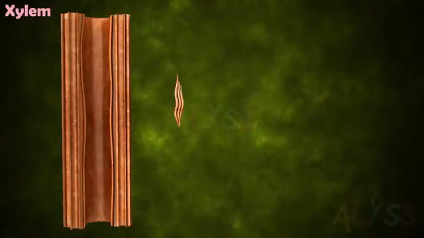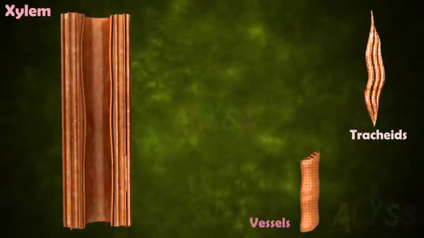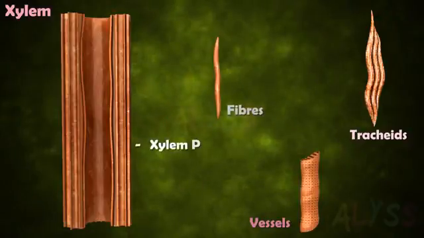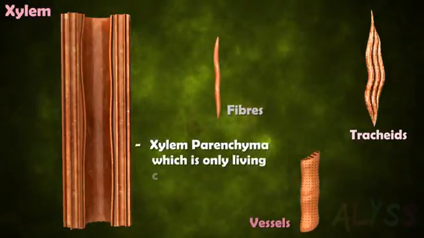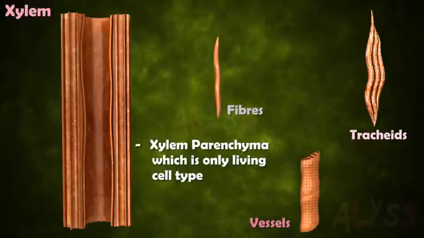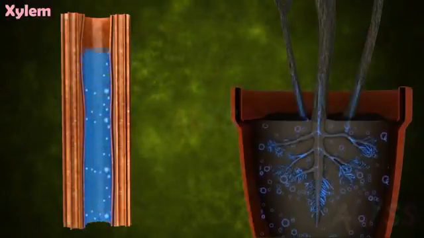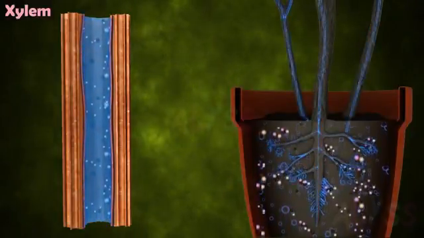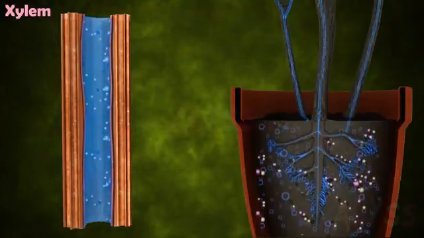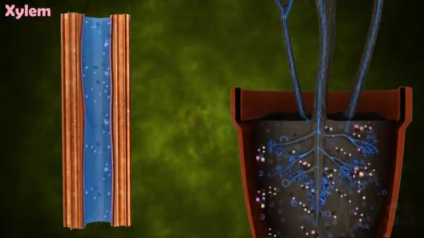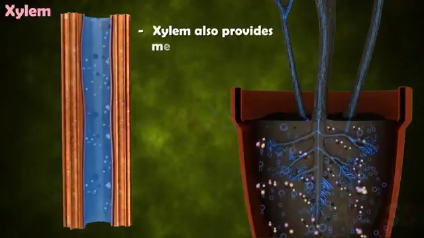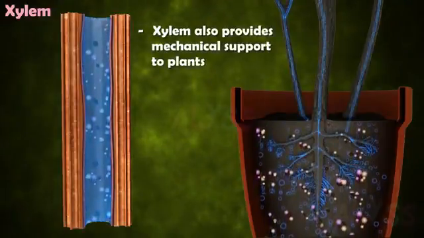Xylem is made up of mostly dead cells, which are tracheids, vessels, fibers, and xylem parenchyma, which is the only living cell type. Xylem's main function is to distribute water and minerals from roots upward to the parts of plants. Other than this, xylem also provides mechanical support to plants.